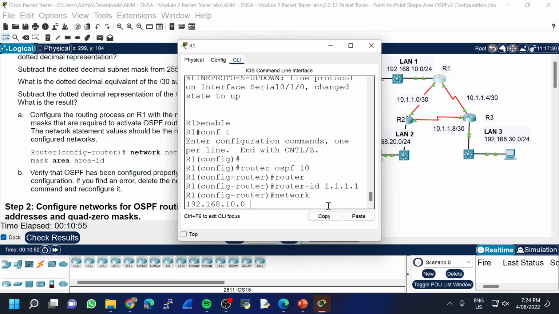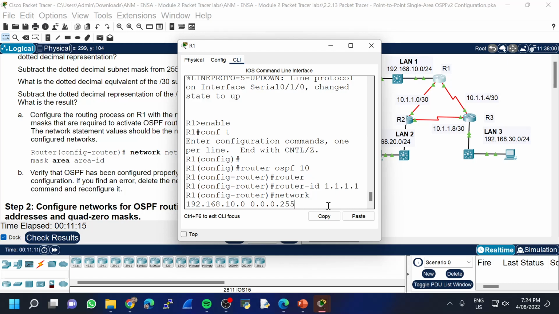Okay. Alright. Now we're going to advertise LAN1. How do we do that? Network 192.168.10.0 followed by the wildcard mask, which is 0.0.0.255. Is that all?